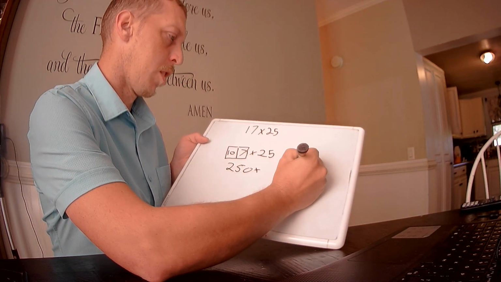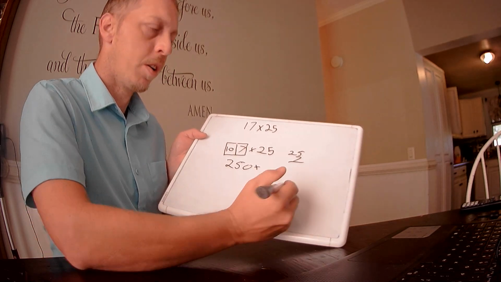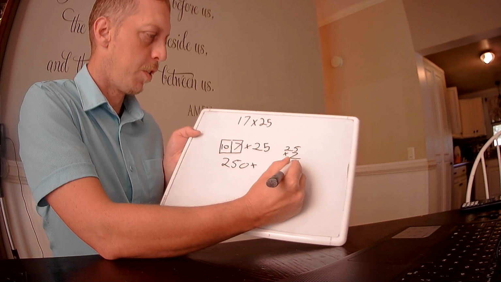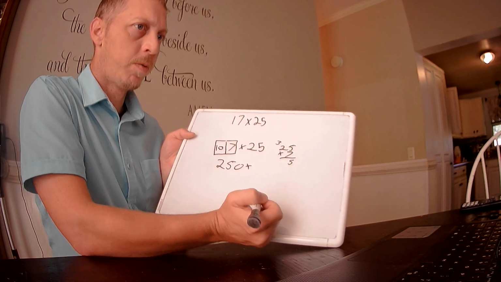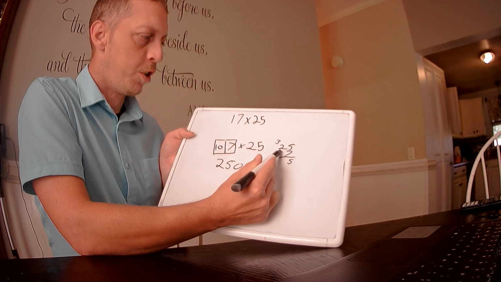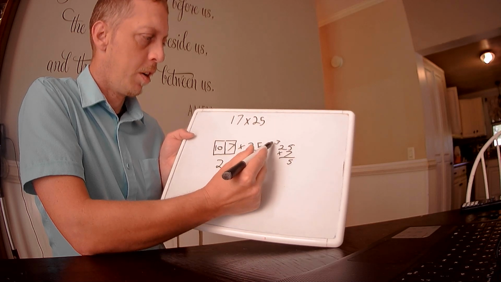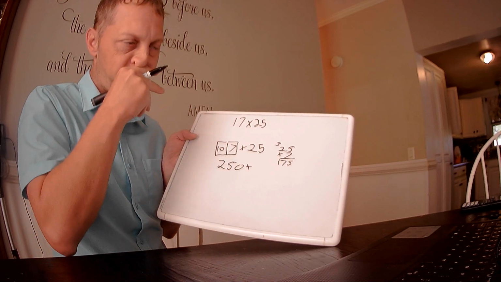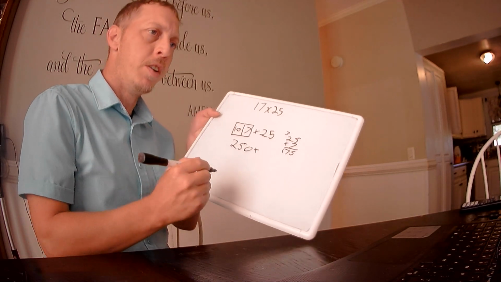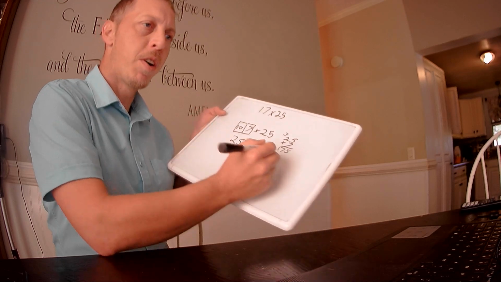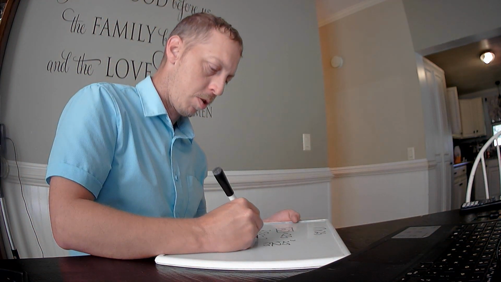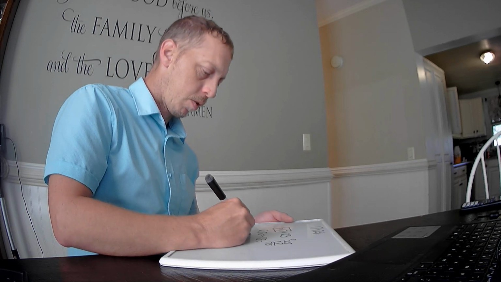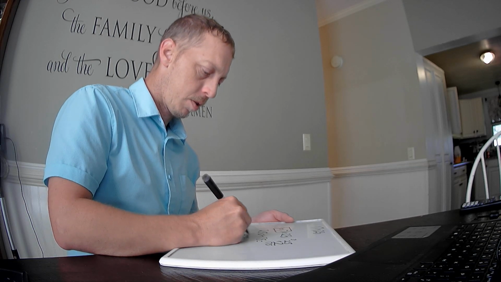25 times 7. We'll do this the traditional way. 5 times 7 is 35. Right? 7 times 2 is 14. 15, 16, 17. 175. All right. So we have 250, and we're going to add this 175. And that's going to equal 425.